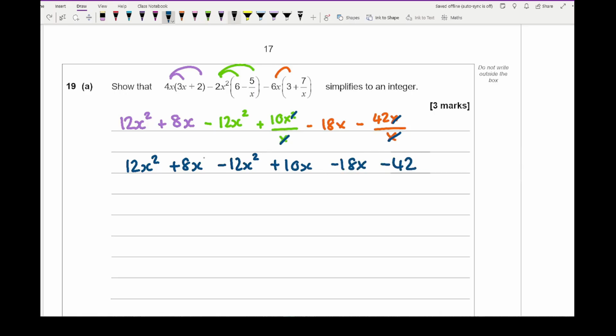Now writing this, what we then can see is that this 12x cancels with this 12x, and we've got plus 8 plus 10 equals 18x minus 18x equals 0. So all we're left with is minus 42, which is our integer.